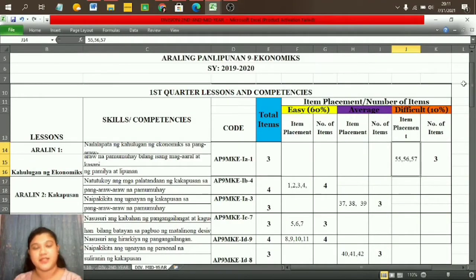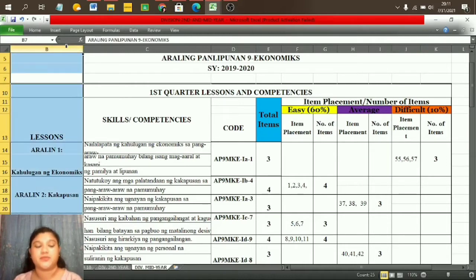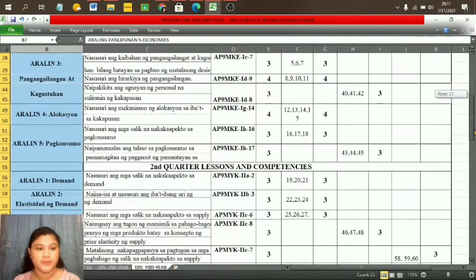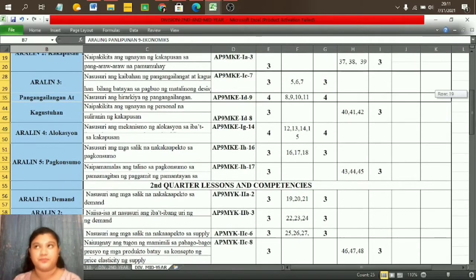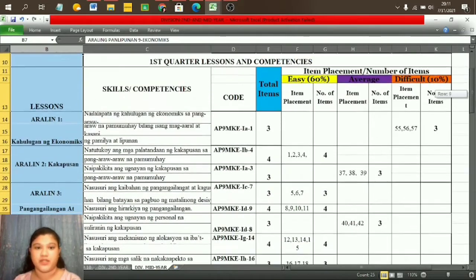So now this is an example of an assessment blueprint. This is actually from my major. This is an Araling Panlipunan 9 Economics. So again, the first column contains the lesson. So from Aralin 1, and then the sub columns, and then to Aralin 2, Aralin 3, and other lessons that we can find in there.